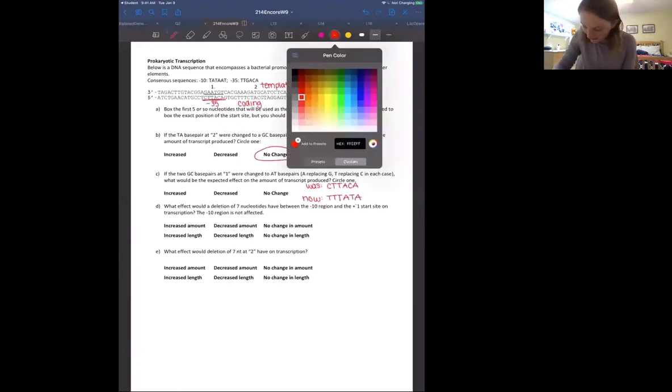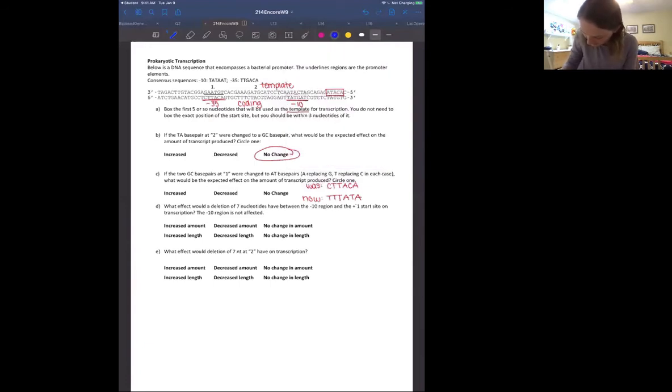And we know that the consensus is TTGACA. So let's look at how many nucleotides are different. This C is different from the consensus sequence, and this T is different from the consensus sequence. So there are 2 nucleotides that are different. And then here, this T is different from the consensus sequence, and this T is different from the consensus sequence. So in both the before and the after, 2 nucleotides are different from the consensus sequence. So we would expect no change.